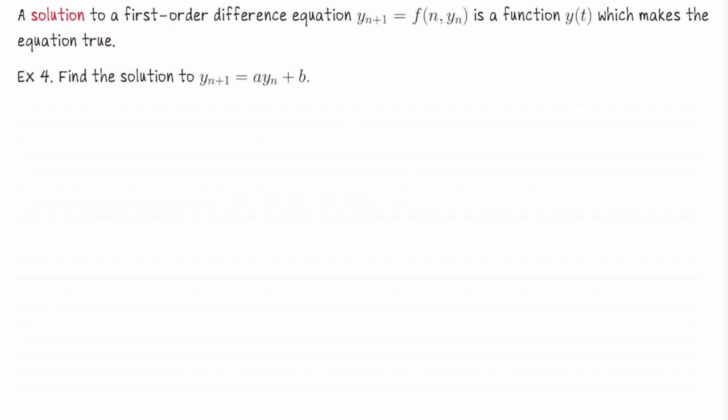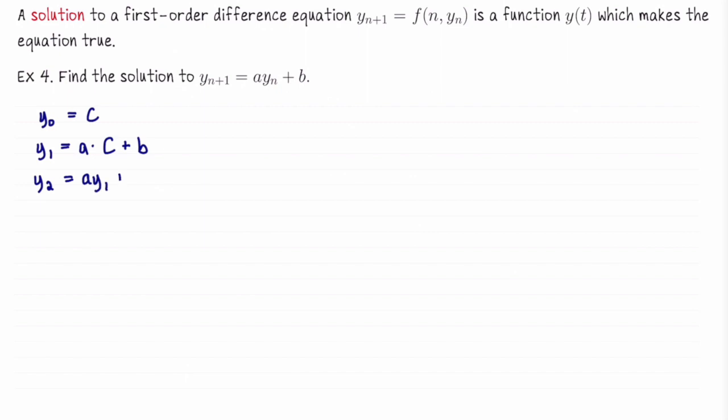Okay, now let's take the form of the equation that we were just looking at and add a constant to it. So we have y sub n plus 1 equals a times y sub n plus b. Let's find the general solution to this and then we'll apply it to a problem. Okay, y0 is just whatever it is. Let me call it a constant. Y sub 1 would be a times that constant plus b. Y2 is going to be a times y1 plus b.